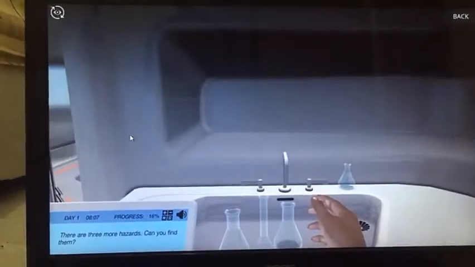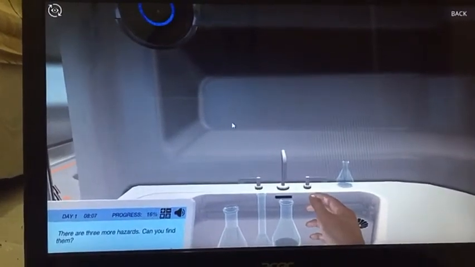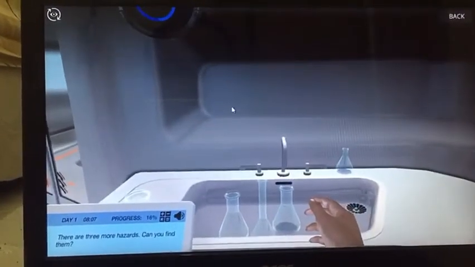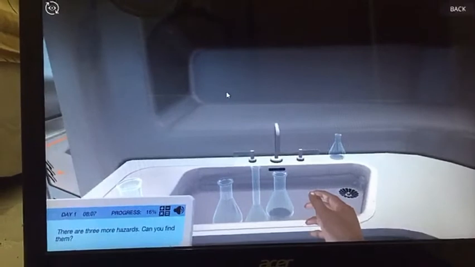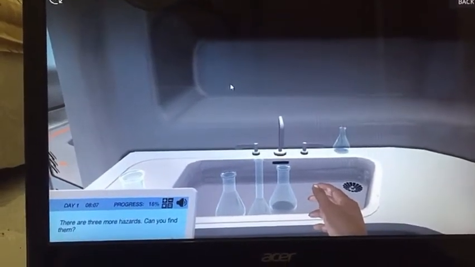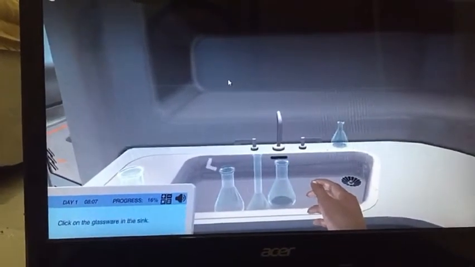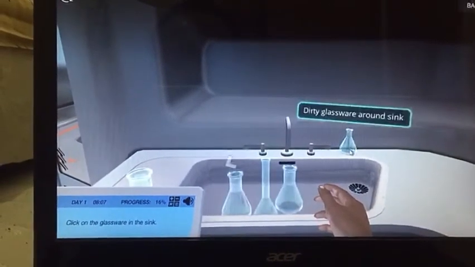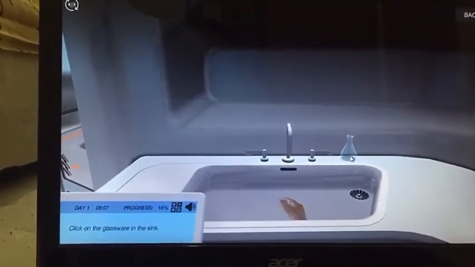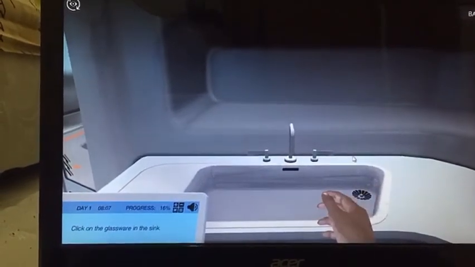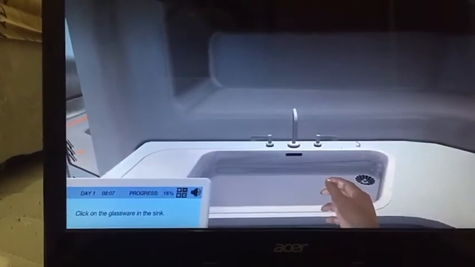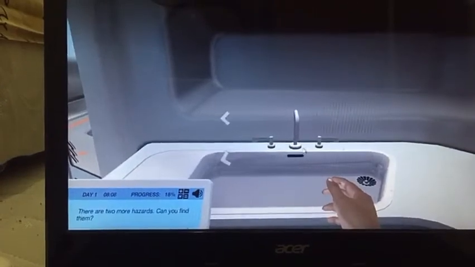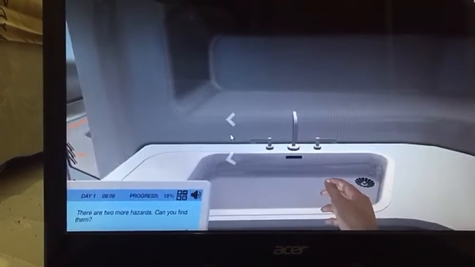A sink full of dirty glassware isn't a nice surprise. Make sure you always clean, dry, and put away the equipment after every experiment. Let's remove the glassware. Beautiful, clean and tidy. There are 2 more hazards. Can you find them?